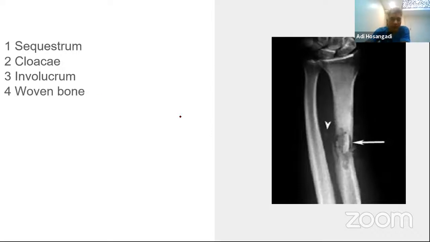So look at this. I think that this slide is, what is that which has been marked?